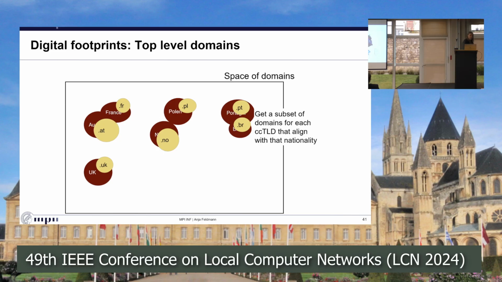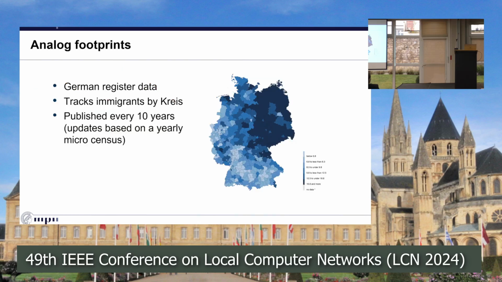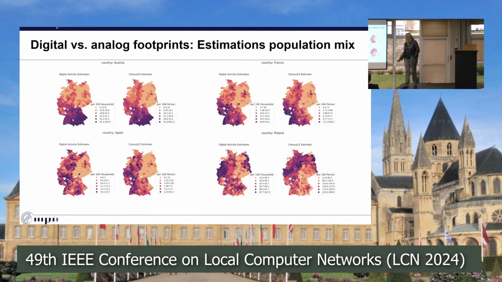And yes, the answer is yes. Now, how do we know that? Well, we can use the census data to determine whether we find a correlation there. And we can ask, what kind of correlation can we find for different countries? So we looked at the European data, and we looked at the German registry data, which tracks it on a per Kreis basis. For example, you see a sample here. And then you have the information for Austria.